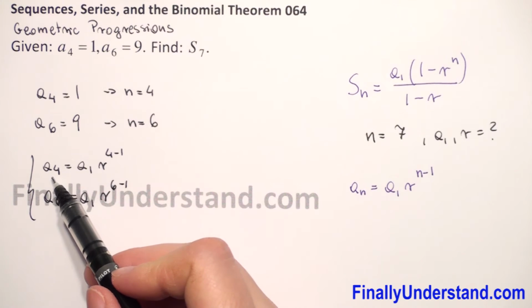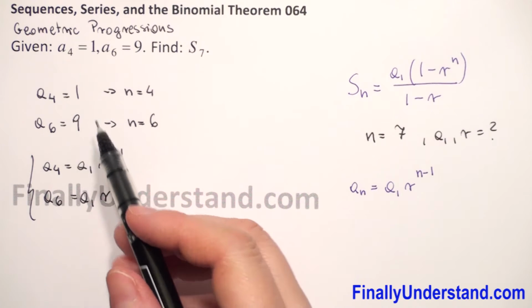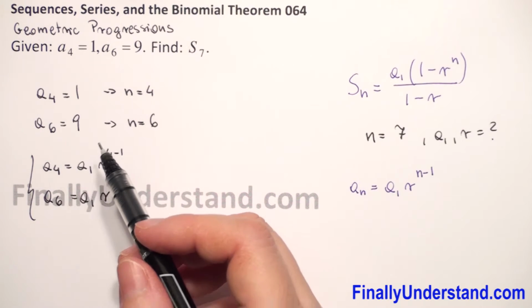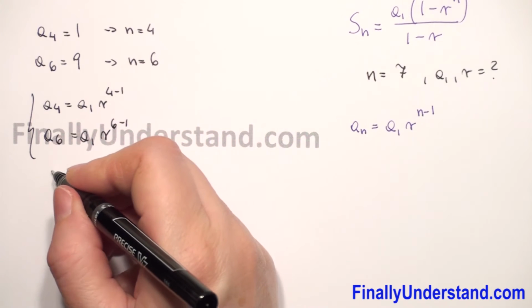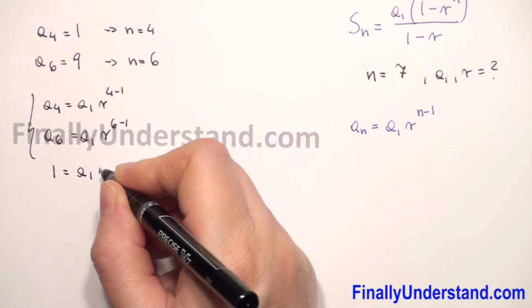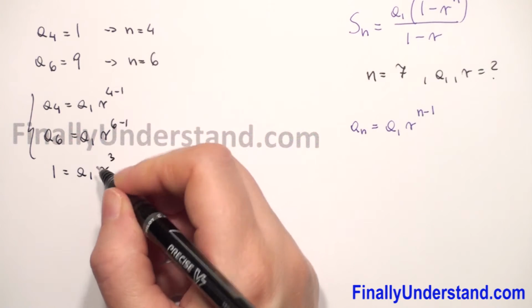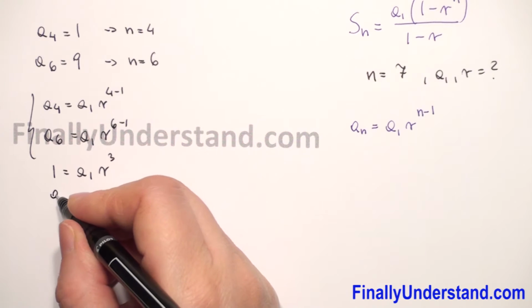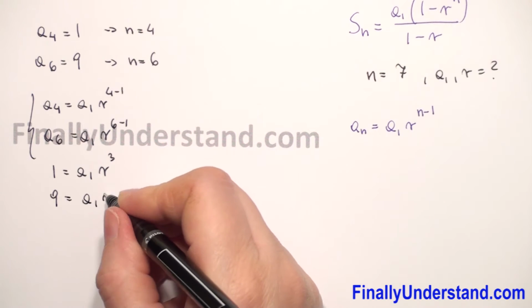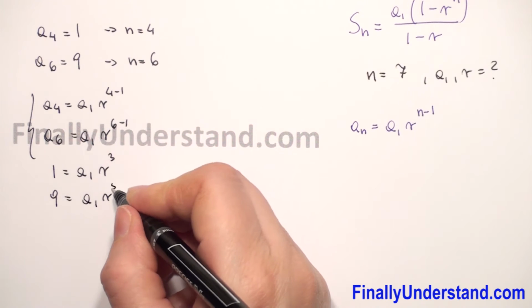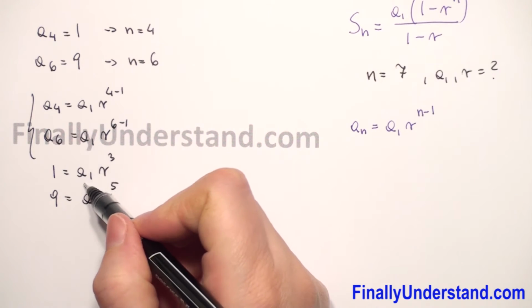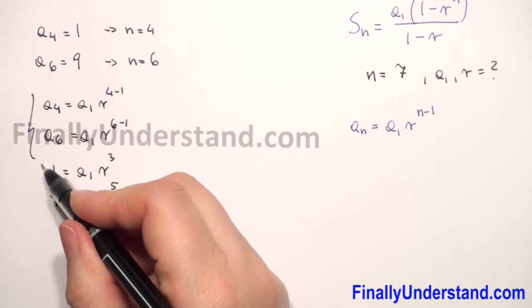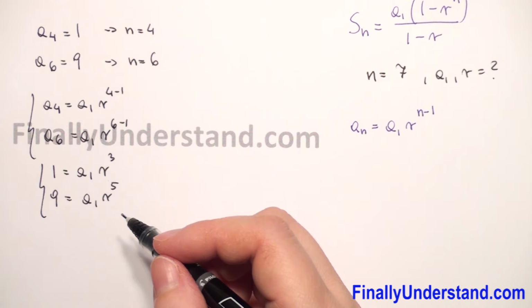Now, we can substitute a4 by 1 and a6 by 9. So we have 1 is equal to a1 times r to power 4 minus 1, which is 3. And the second equation, we have a6 is 9, equal to a1 times r to power 6 minus 1, which is 5. We have two unknowns, a1 and r, and two equations. So we will use the substitution method to find these two unknowns.